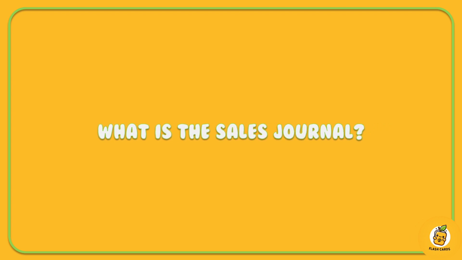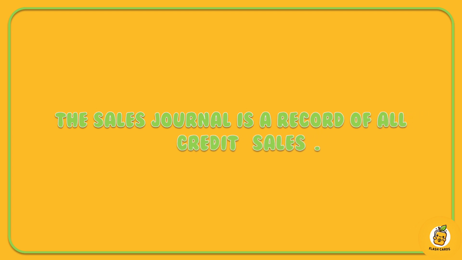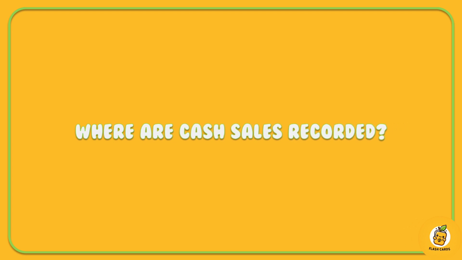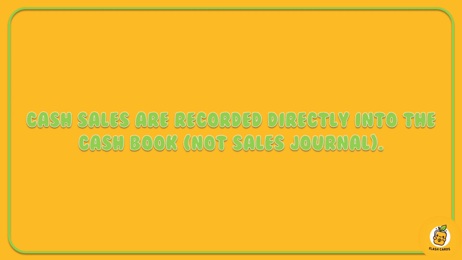What is the sales journal? The sales journal is a record of all credit sales. Where are cash sales recorded? Cash sales are recorded directly into the cash book, not the sales journal.